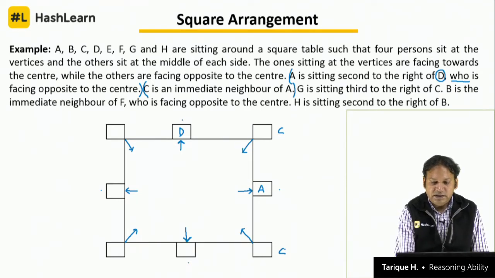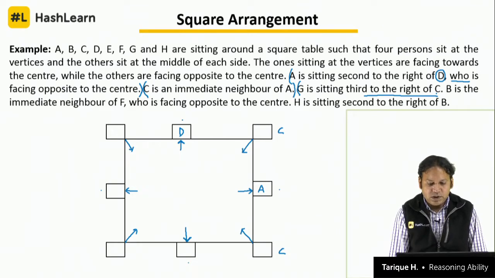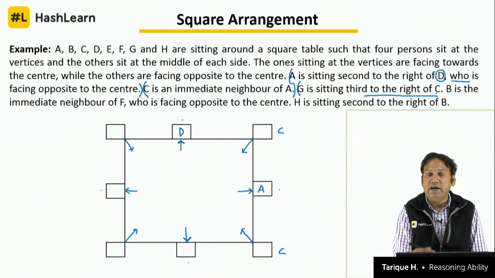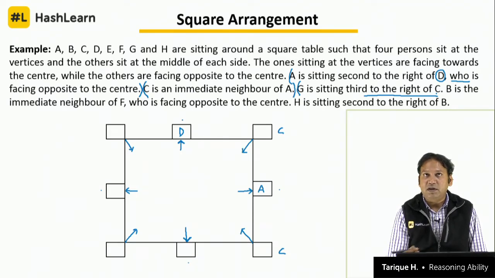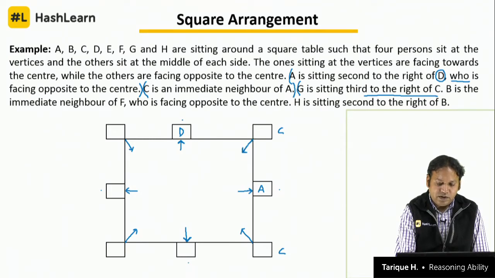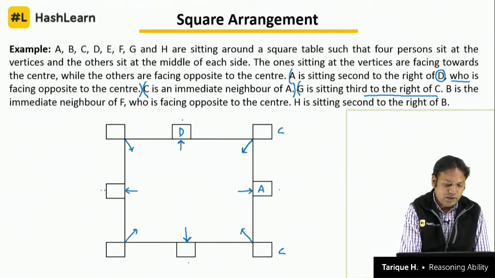Next we have G is sitting third to the right of C. There are two possibilities for G then, because there are two possibilities that we have taken right now for C. So if I take from here, remember this person is facing towards the center. So right will be in the anti-clockwise direction, 1, 2, 3. So that is one possibility for G.